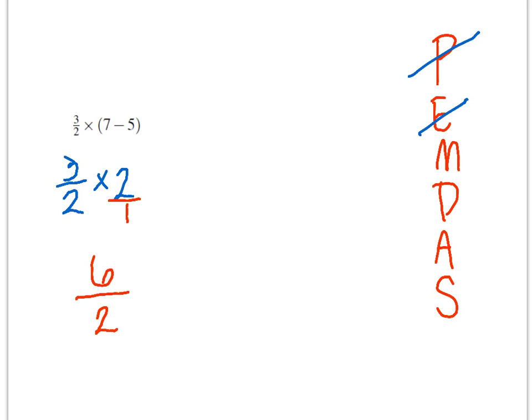So you have now done your multiplication, no division, no addition, and no subtraction. Looking at this answer, though, I need to reduce it. And you can see that it's an improper fraction, so you can do 6 divided by 2, and you know that's going to equal 3 whole. Your answer is just going to be 3.